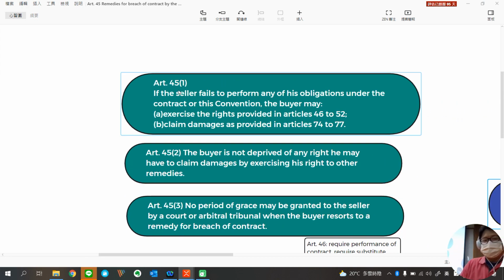The first one, Article 45, paragraph 1: If the seller fails to perform any of his obligations under the contract or this Convention, the buyer may exercise the rights provided in Articles 46 to 52 and claim damages as provided in Articles 74 to 77.